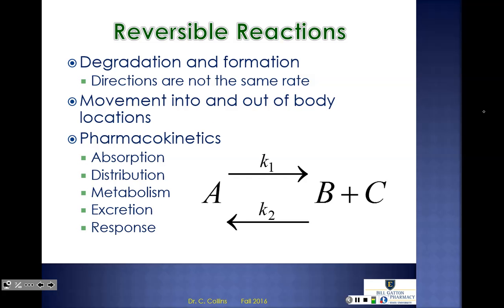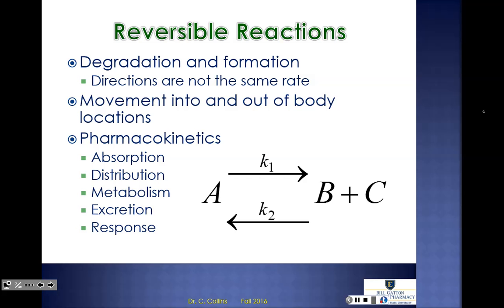Might be reversible reactions, movement into and out of body locations. That drug that moves into the brain, eventually it has to come back out of the brain to be eliminated somewhere else. Again, primary eliminating organs: liver and kidney. So absorption, distribution, metabolism, excretion, response. When a drug activates a receptor site, then eventually it moves away from that receptor site. So those are kind of reversible reactions.